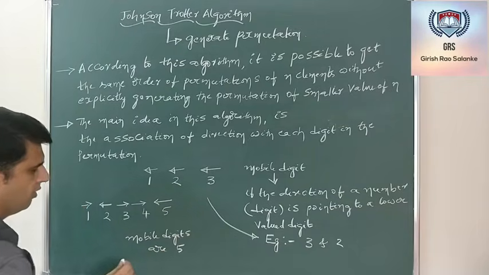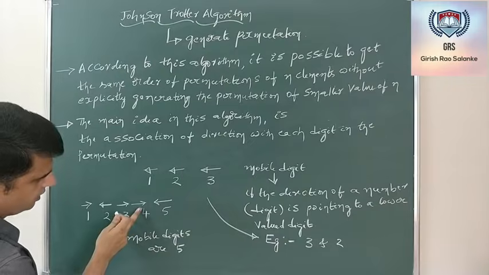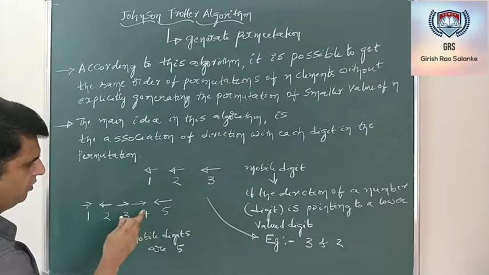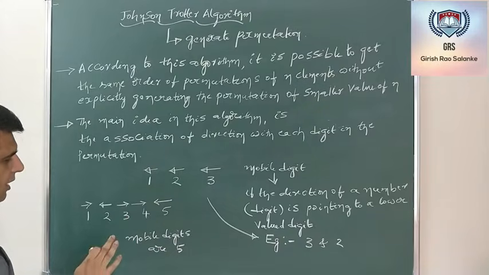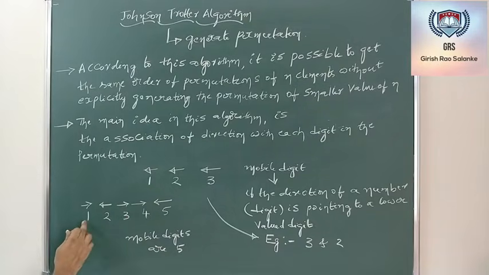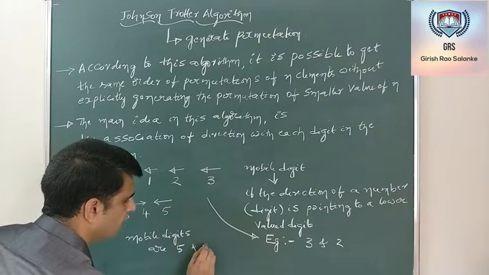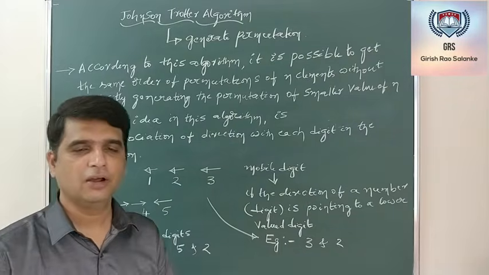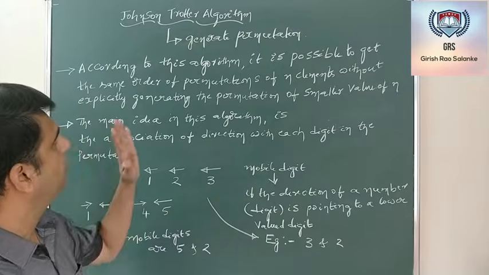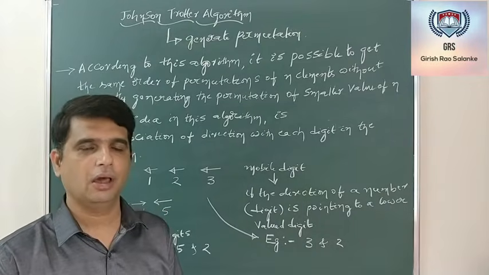Here the mobile digits are, first one is 5. Is 4 a mobile digit? The direction of 4 is pointing to 5, and 5 is greater. 3 is pointing to 4, and 4 is greater when compared to 3. Next, 2 is pointing to 1, and 2 is a higher digit when compared to 1. So in this case 5 and 2 are considered to be the mobile digits. The concept of a mobile digit is very important in the Johnson-Trotter algorithm.